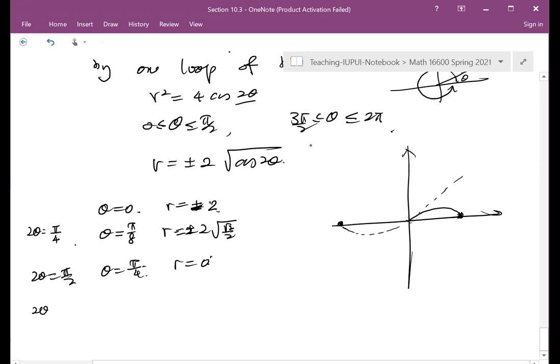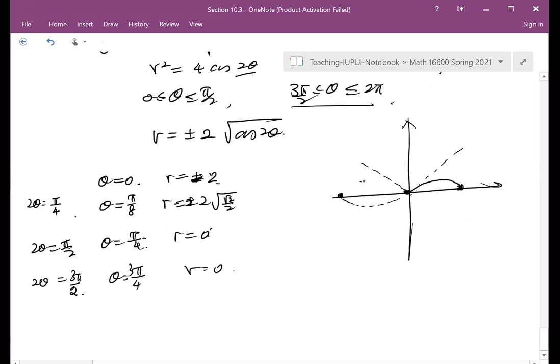Then theta must be between those two. So this will be 3 pi over 2. Then cosine 3 pi over 2 is going to be 0, so theta is 3 pi over 4. Where is 3 pi over 4? 3 pi over 4 is this thing. And r is going to be 0 there, so don't worry about that.